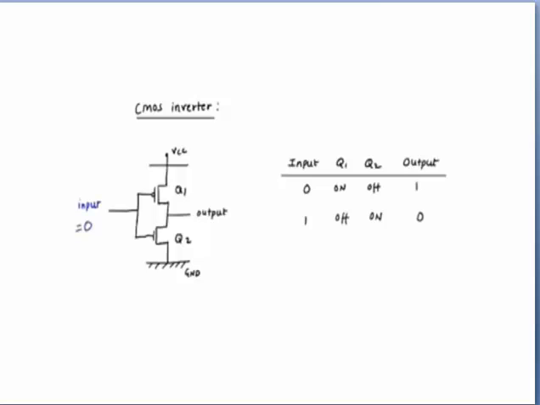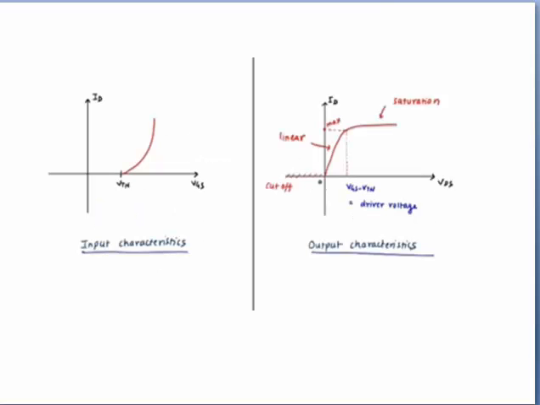Now next we will see the input and output characteristics. So these are the input characteristics and output characteristics of the CMOS inverter. When we are talking about the input characteristics, the y-axis is the current, that is drain current, and the x-axis is the input voltage VGS, that is the voltage between gate and source.